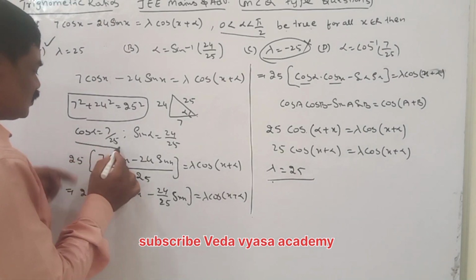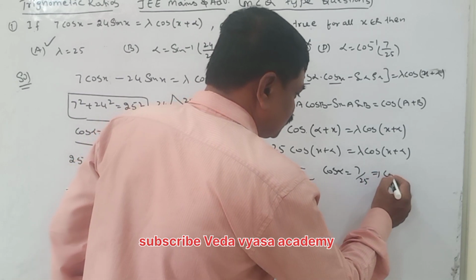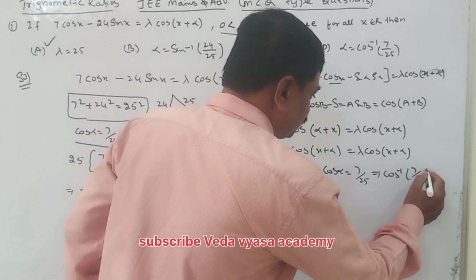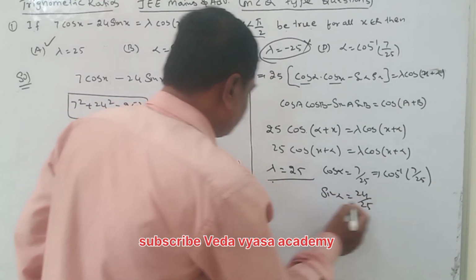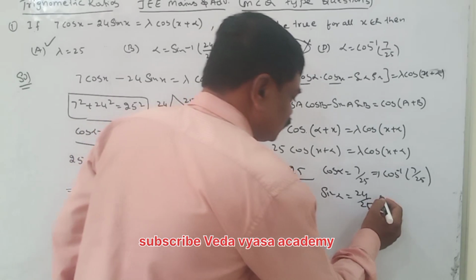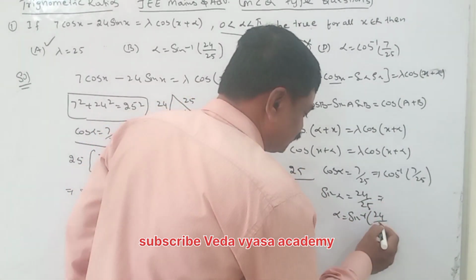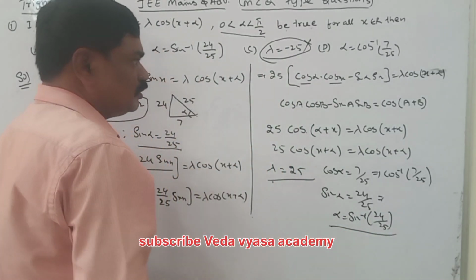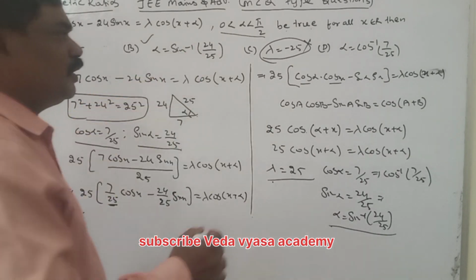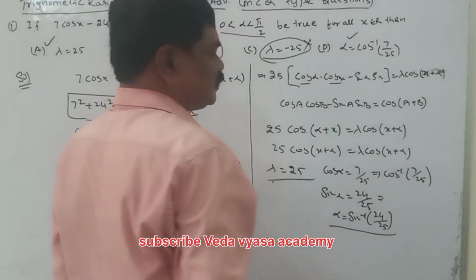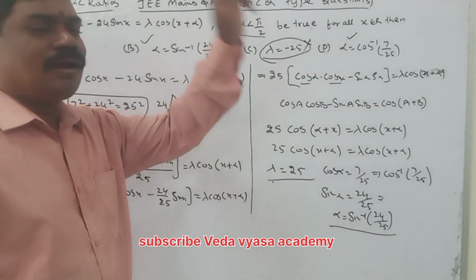So here, what is cos alpha? Cos alpha is 7 by 25, so alpha is cos inverse of 7 by 25. Sin alpha is what? 24 by 25. Then what is alpha? Alpha is equal to sin inverse of 24 by 25 is the answer. So alpha is equal to sin inverse of 24 by 25 and alpha is equal to cos inverse of 7 by 25 are the answers. So A, B, D are the answers.